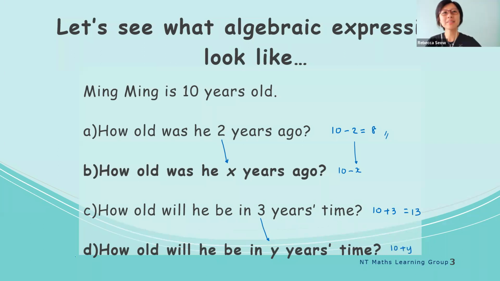Now you realize something quite different between my first and third answers compared to the second and fourth answers. For my first and third answers, the answers are in numerical form. And my second and fourth answers have letters in them and there's no fixed value to them. That's an algebraic expression. An algebraic expression means that the letter can take on any number. That is the biggest difference.